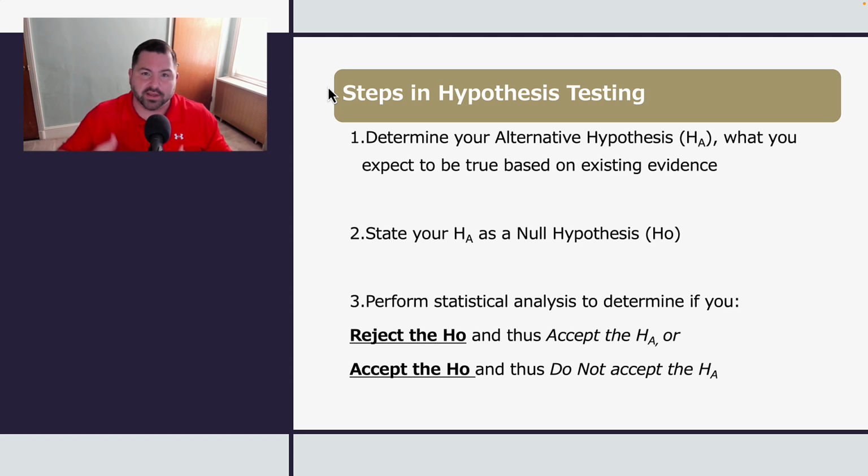Once you have your substantive hypothesis of what you think is going to happen, and you structure your statistical hypotheses in terms of null and alternative hypotheses, the next thing you need to do is organize the data using some of the techniques we talked about in previous videos, and perform a statistical analysis to ultimately determine whether you reject the null hypothesis and accept the alternate hypothesis, or accept the null hypothesis and reject the alternate hypothesis.